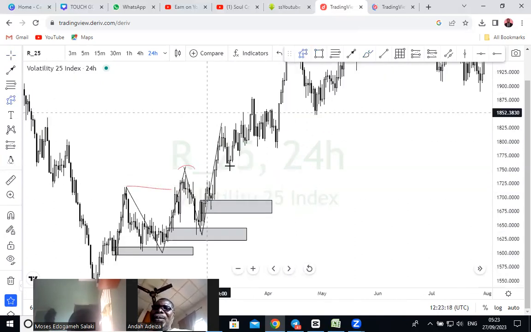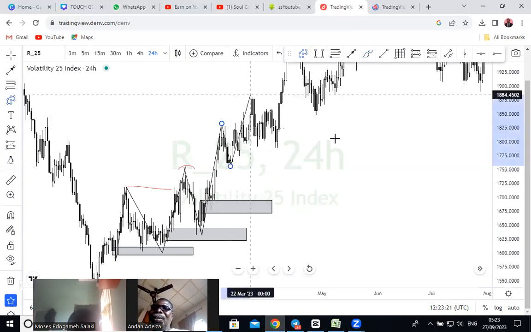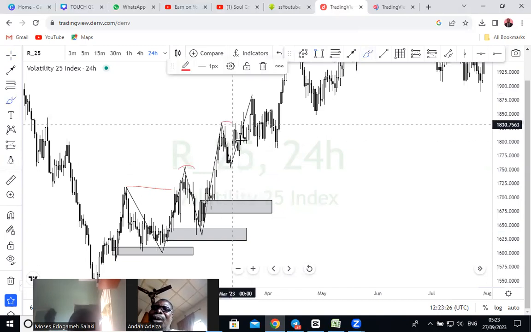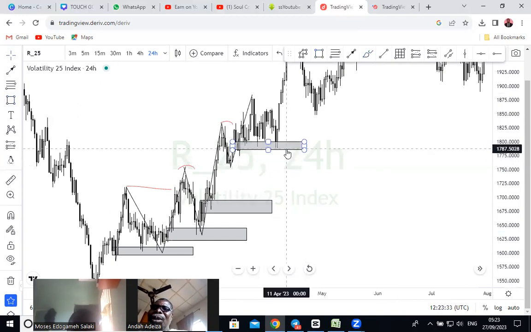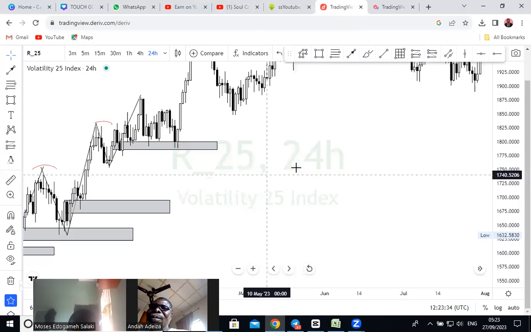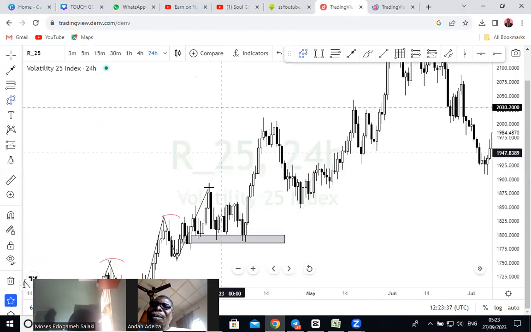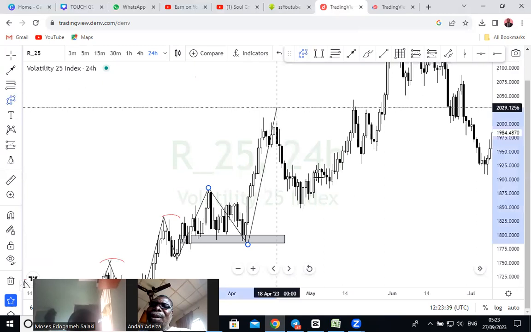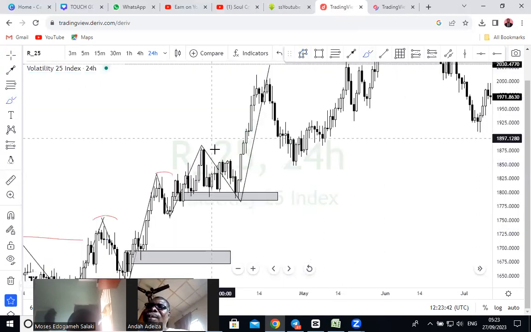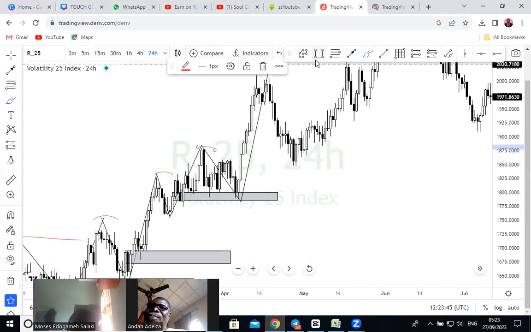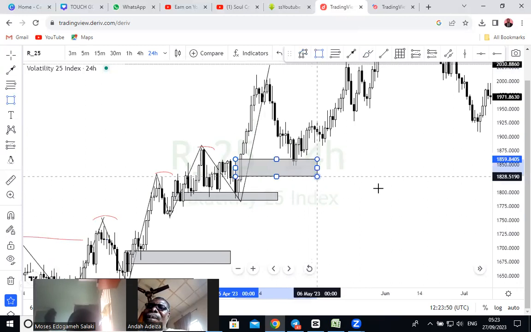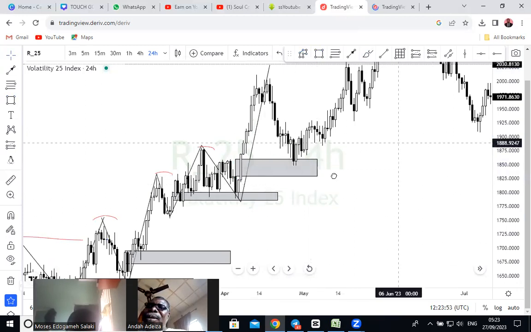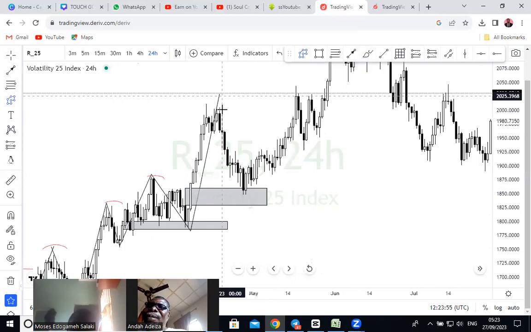Price came here, created another low, and took the high. As it took this high, wait for price to return. Price came back to the low. Price came back, took the high. The price took this high, waited for price to return. And you see there was a gap here, a fair value gap here. Price returned back to the gap and took the high.